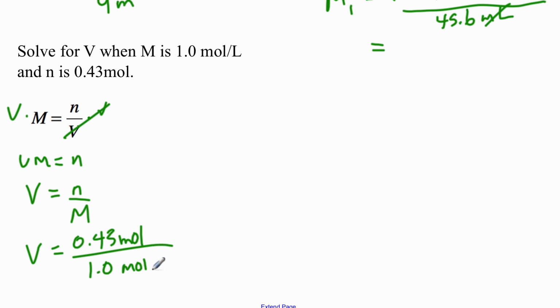This is a little awkward here to have a per liter on the bottom. So rather than write a per liter down here, you can flip it. It has to go on the other side of a fraction line. And here's a fraction line. So rather than going moles per liter down here, I'll go moles per liter and I'll put my liter up top. Moles cancel, I divide, I'll get 0.43 liters. Okay, hopefully that helps you out with solving questions of that type.